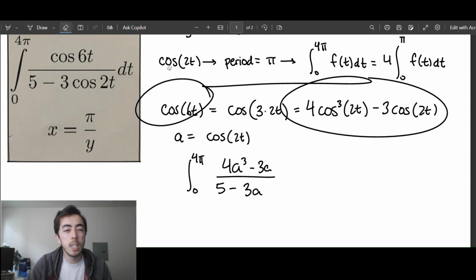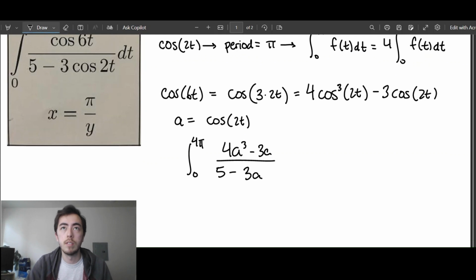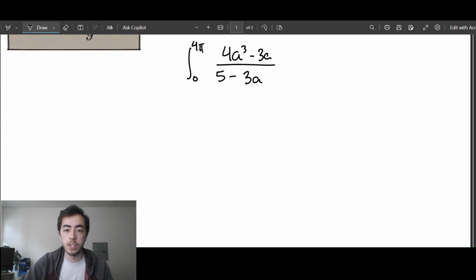This looks a little bit more approachable to me, though still kind of hard. Also, there are these minus 3a's on the top and bottom. That's kind of interesting. I think what I want to do here is some polynomial long division so that I can split up my integrand into several different terms. Usually that's a good idea when we have a fractional integrand.